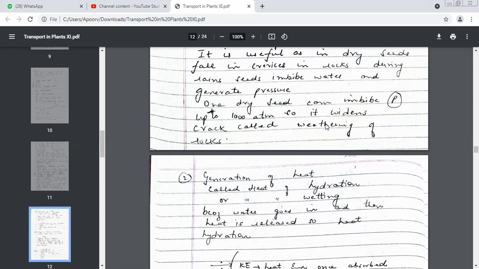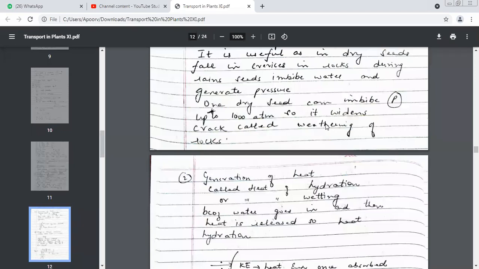So what are the two common examples of imbibition I gave you? One is when seeds are soaked in water. And second, I told you in rainy season, what happens to the wooden doors? The doors swell up. Yes. And they don't close properly because some pressure is developed inside them. The pressure developed because of the water imbibed is known as which pressure? Imbibition pressure.